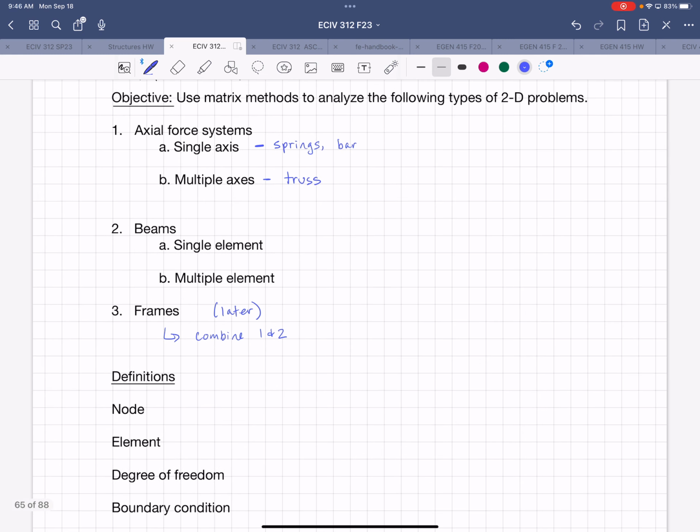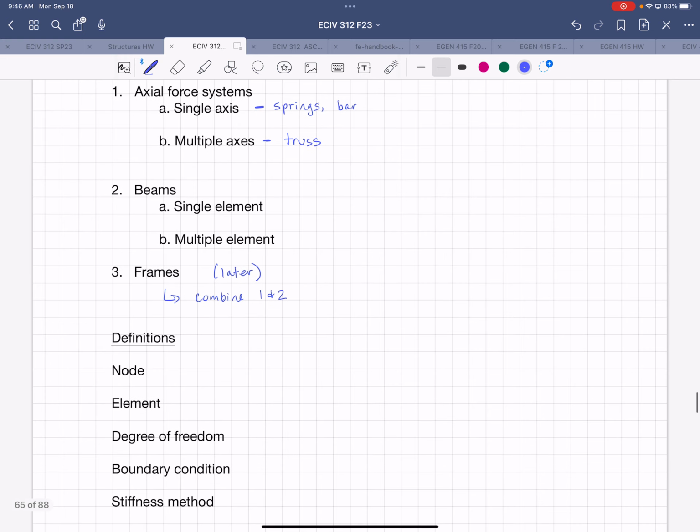So now I'll go through a few definitions. First up, a node. This is essentially your point element with regard to finite element analysis. A node is a point of connection. It's also the same thing as a joint. We just tend to use the word node more in the context of finite element analysis.